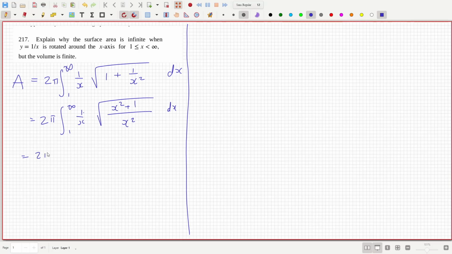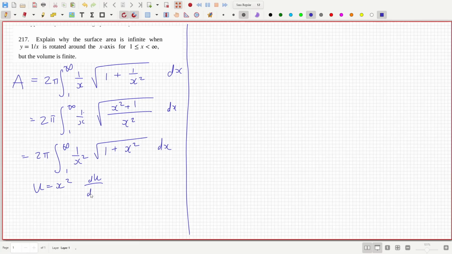So then that becomes 2 pi, integrate 1 to infinity, 1 over x squared, root 1 plus x squared dx. Bring down the power, reduce the power by 1. A substitution is here, maybe. Why don't I try u equals x squared?